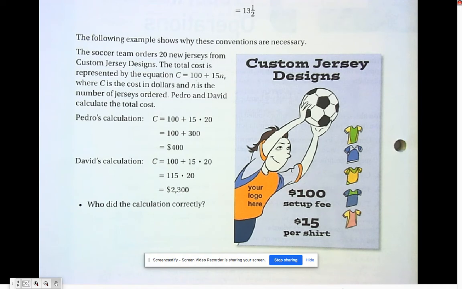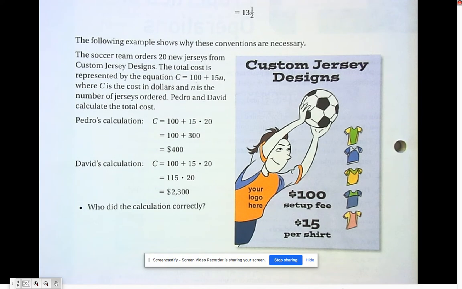All right, so let's look again. Who did the calculation correctly? Was it Pedro or David? Did you think that it was Pedro's? I mean, David's was going to be really expensive.